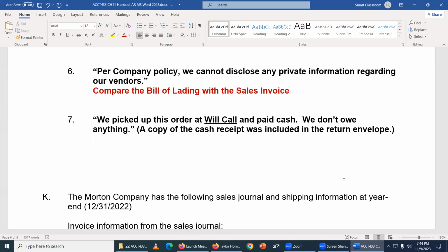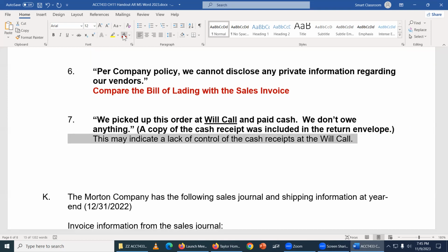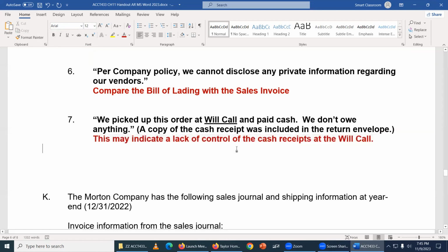The cash, right. This one might point to a bigger problem, that there might be a lack of controls on the cash. And of course, cash is one of the most desirable things to steal from a company. So this one may indicate a lack of control on the cash receipts, at least at will call. While it may seem kind of benign, it could be a serious one, and it could indicate that there's a problem with the cash.